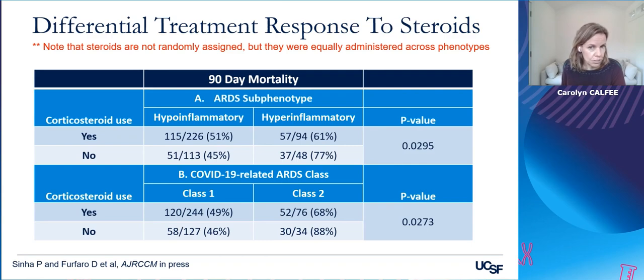When we asked the same question using the COVID-related ARDS classes derived from the latent class analysis, we found a similar pattern. Really no difference in mortality in that larger class 1, but in that class characterized by the higher levels of inflammatory biomarkers, we found a dramatic mortality reduction in patients treated with corticosteroids. And again, the p-value for interaction was significant, suggesting differential treatment response. So this has been really intriguing to us. We have wondered for some time if this moniker of hyperinflammatory for this smaller phenotype was actually accurate. This data suggests that it might be, though many, many questions remain to be answered.